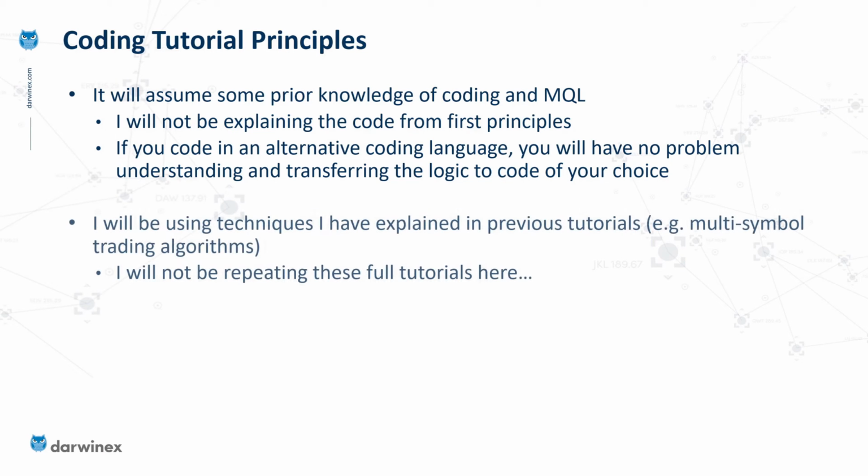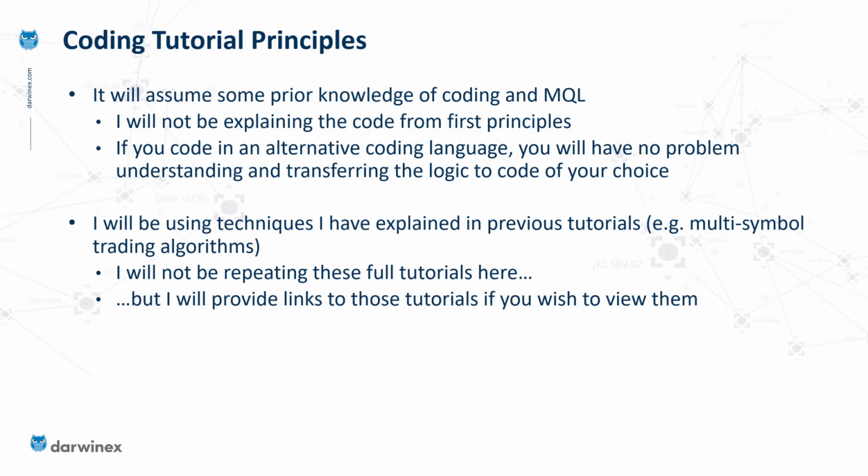Now, as part of the tutorial, I will be using techniques that I've explained in previous tutorials. For example, I will be using a multi-symbol trading algorithm, which in this case will allow me to backtest 28 Forex pairs simultaneously. But bear in mind that the purpose of this tutorial isn't to explain a multi-symbol EA. It's to show the development of the RSI and stochastic RSI strategies that we've spoken about. So I won't be repeating all of that information about multi-symbol EAs, but I will provide a link so that you can have access to those tutorials if you want to find out more.